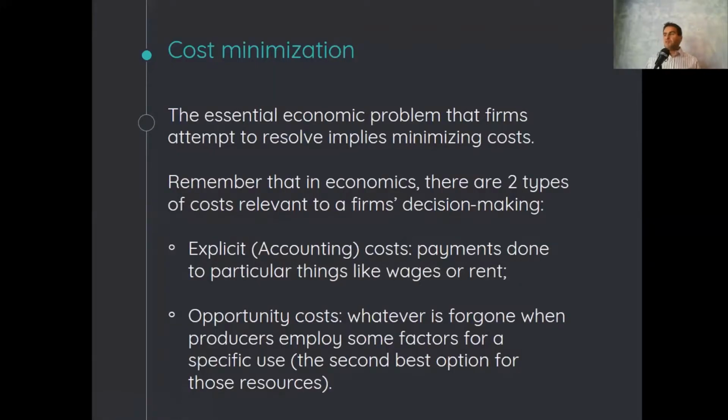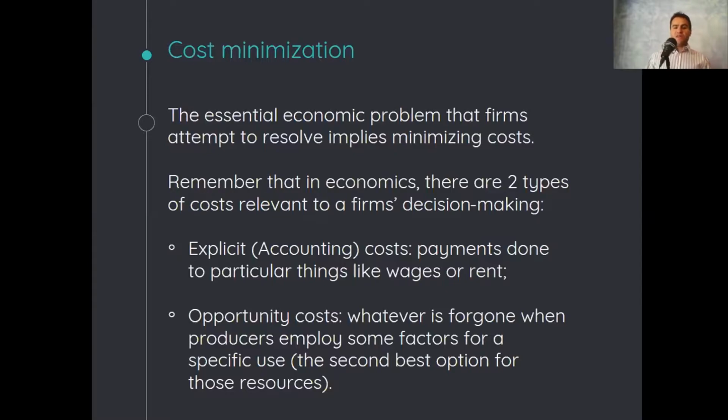So if this is one of the most important things, it happens because firms want to minimize costs. And before we enter into how to minimize costs, we need to take into account that there are different types of costs. In general, in economics, there are two types of costs that are relevant to a firm. One are the explicit, or let's call them the accounting costs, which are all the payments that the firm makes to specific inputs, like the wages you pay to workers, or the rent you pay for the industrial shed in which you're producing, or whatever type of different costs you have to actually pay with money.